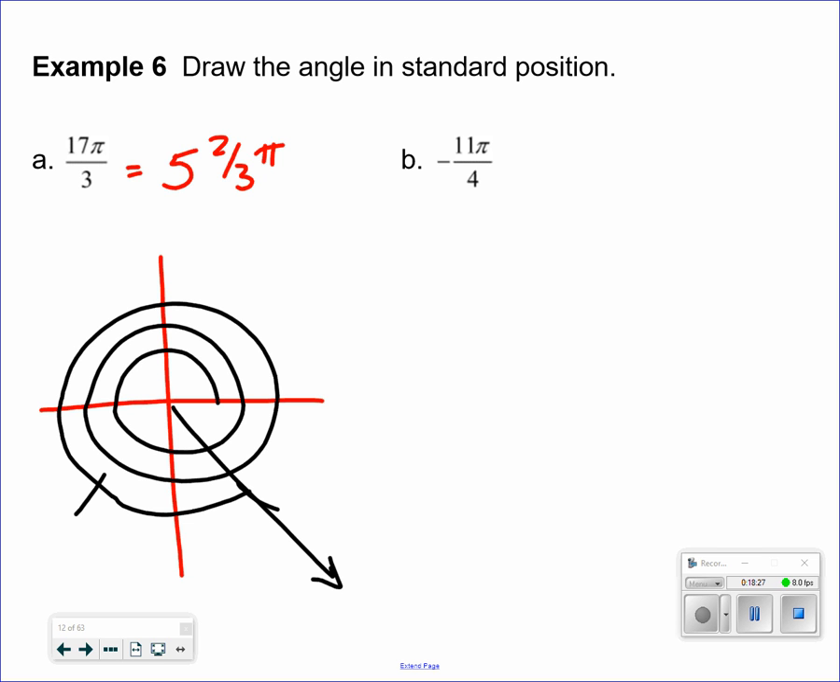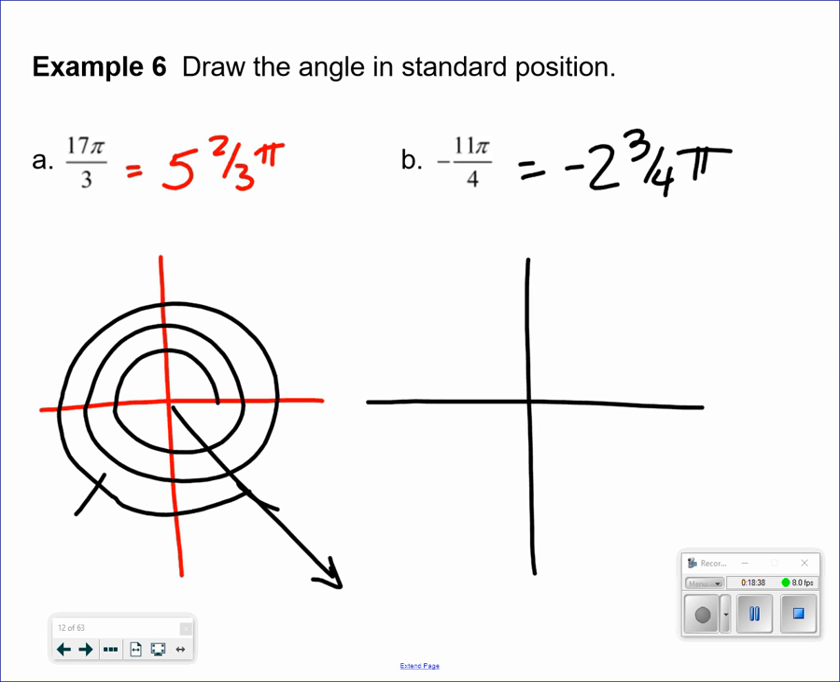So the next one, again, I think it's easier to understand this if we talk about it as a mixed number. So this is negative 2 3/4 pi. So here we go. Negative 1 pi, negative 2 pi, and now we need 3/4. So here's 1/4, 2/4, 3/4 pi.